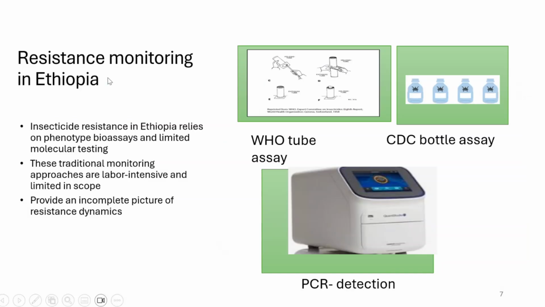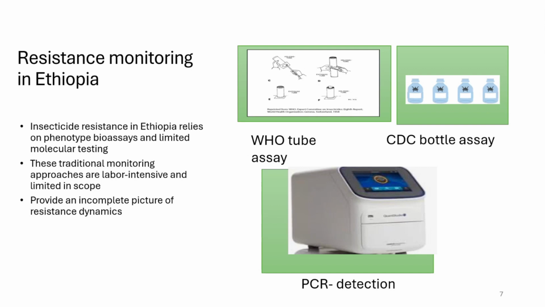When we look at the resistance monitoring strategy, Ethiopia relied on phenotypic bioassays using the WHO tube and CDC bottle assay, and also using PCR for a limited number of markers. We know this strategy can tell us whether the vector is killed by a particular insecticide or not, but it can't give us the full picture of insecticide resistance mechanisms. So this has to be complemented with a comprehensive genomic study.